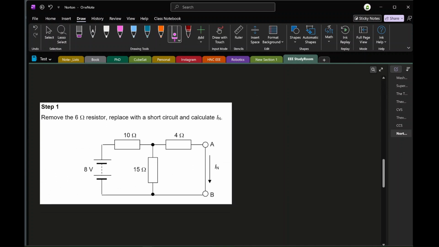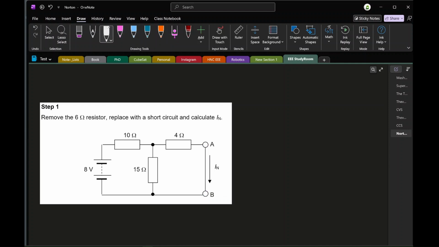Starting with our first step, we remove the 6 ohm resistor in question and replace it with a short circuit. If you've seen the Thevenin's theorem video, you'll notice that it's the opposite way around. The procedure for Norton is the opposite, so you can refer to the Thevenin video if you want to solve problems using Thevenin's theorem. All you need to remember is that Thevenin does it as an open circuit and Norton does it as a short circuit. So we've replaced the 6 ohm resistor with a short circuit between terminals A and B.